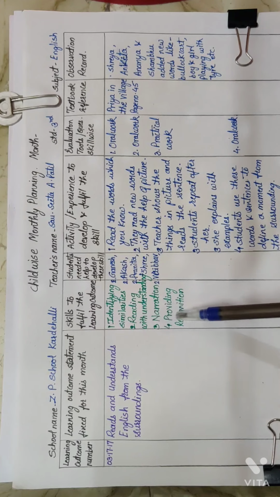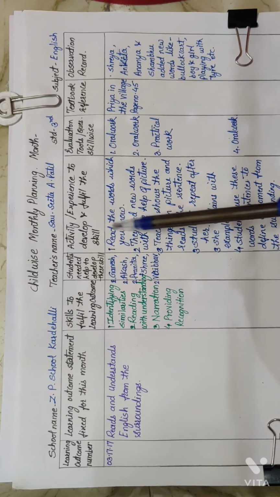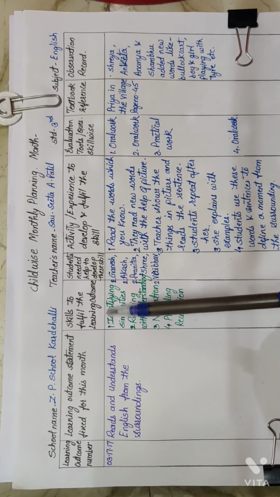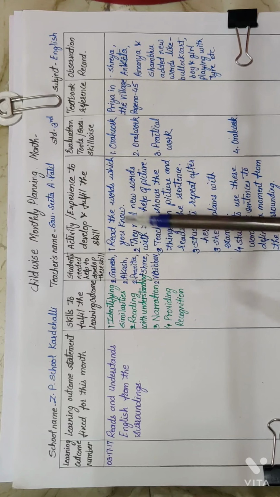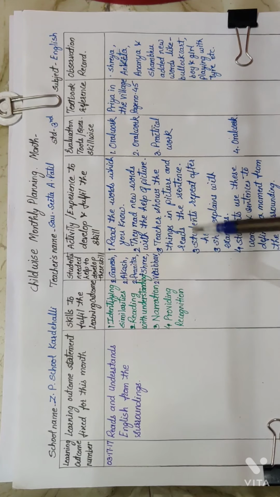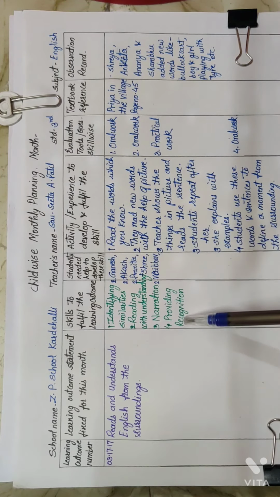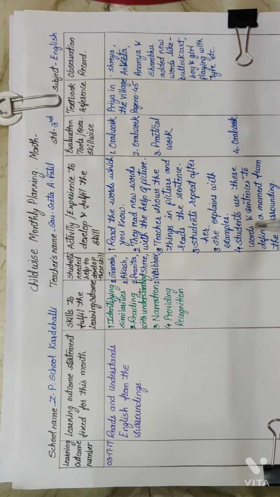4 skills we have selected, and for these 4 skills, these are the activities. For the first skill, first activity. For the second skill, second activity. And for the third skill, there are 3 activities. And for the fourth skill, fourth activity.